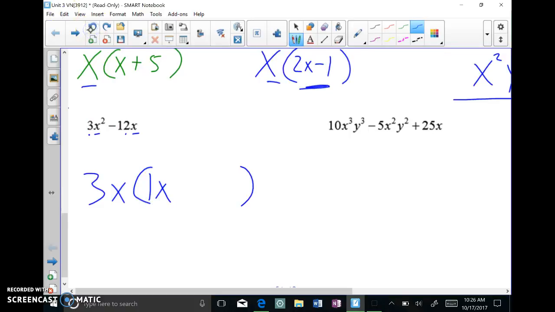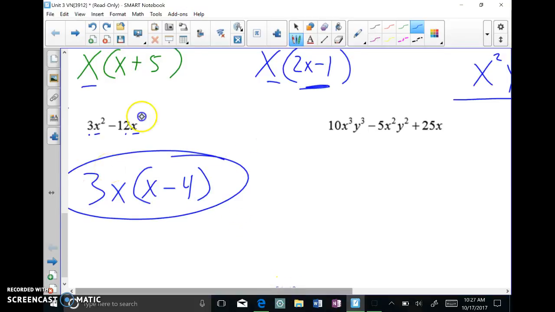But if you'd rather just write it as x, that's fine. 1x is x. Negative 12 divided by 3 is negative 4, and the x divided by x is gone. So that's it. So let me tighten this up a little bit. There's the answer. And the last one.